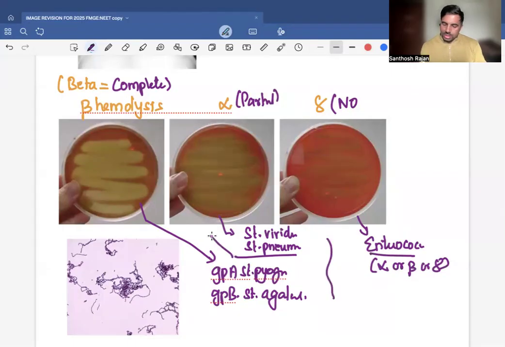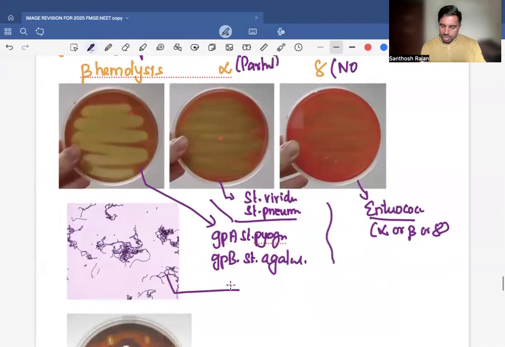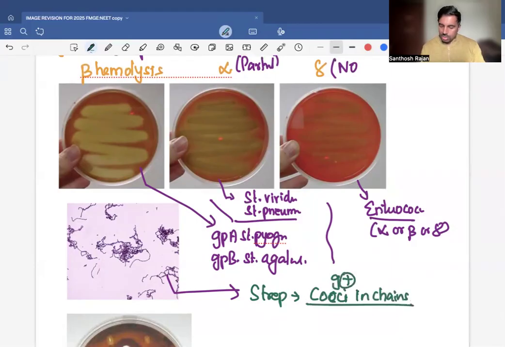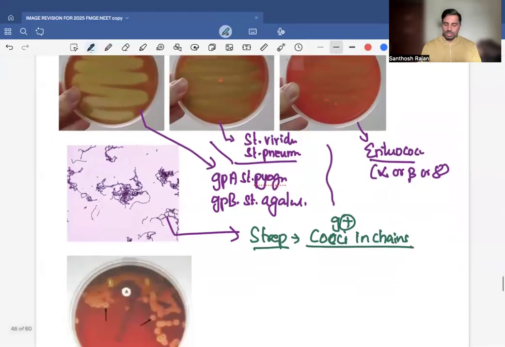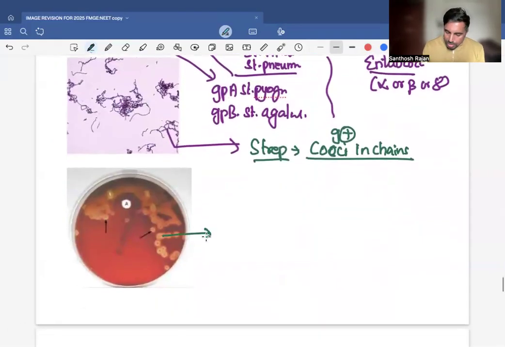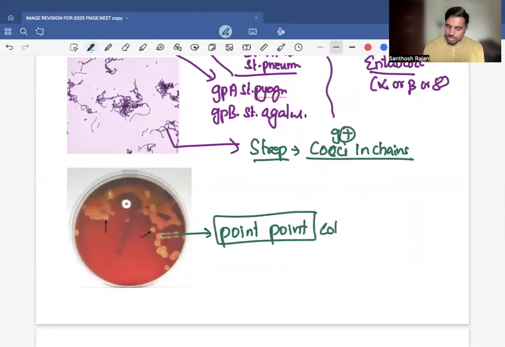Now any Streptococcus will look like this. All Streptococcus are cocci in chains. Cocci in grape-like clusters is Staph, but gram-positive cocci in chains is always Streptococcus. Strep means chain, so that's important. Here you see a pinpoint colony. Pinhead is Staphylococcus, but here you see pinpoint colonies, so that is for Streptococcus. Very, very characteristic.